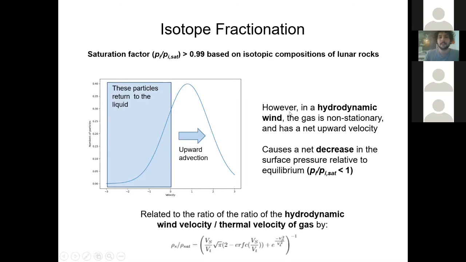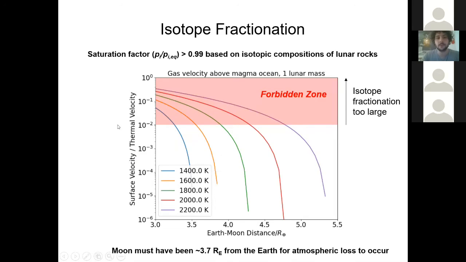So we need to find circumstances in which this upward velocity reproduces values that are still greater than 0.99. And we can do this by the following equation here, which shows that the partial pressure, or this factor here, the P surface on the P saturation, is equal to some function of the thermal velocity of the gas and the surface advective velocity of the atmosphere. This can then be plotted, as shown here, in which we plot this surface velocity versus the thermal velocity of the gas against the Earth-Moon distance as a function of different temperatures. So this is the highest temperature curve, which shows that you can actually reach relatively low values of this factor. So we can reach values that are about 40%, or about 0.5 if we have a very hot protomoon very close to the Earth.